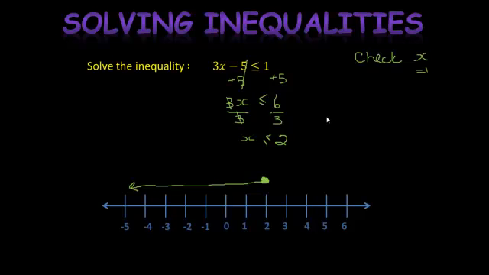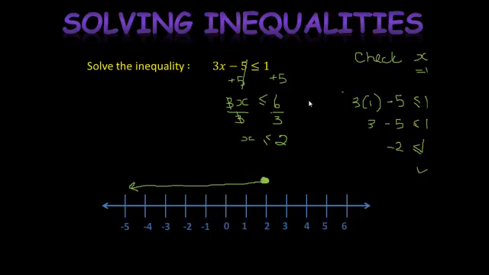Okay, so if x is equal to 1 and we put it into that inequality, we get 3 times 1 minus 5, and that needs to be less than or equal to 1. Otherwise, we've done something wrong. Okay, so 3 times 1 is 3, minus 5 is less than or equal to 1. 3 minus 5 is negative 2, and negative 2 is definitely less than or equal to 1. So that means we've done it correctly, because our inequality is true.